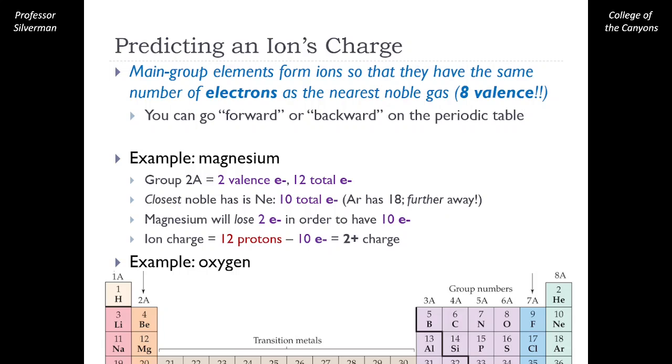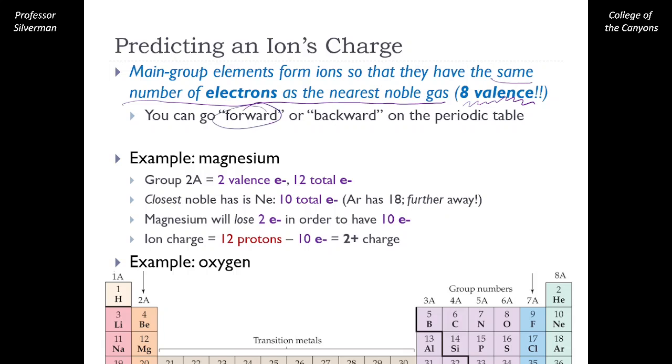The way I like to do this is to play a little game of chutes and ladders on the periodic table. As it turns out, our main group elements will add or remove electrons until they have the same number of electrons as the nearest noble gas. This is almost always going to be 8 valence electrons, which we'll talk about more in our future videos.